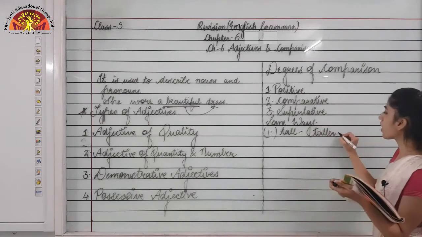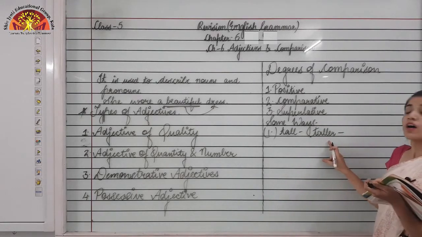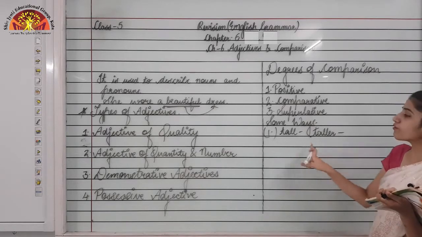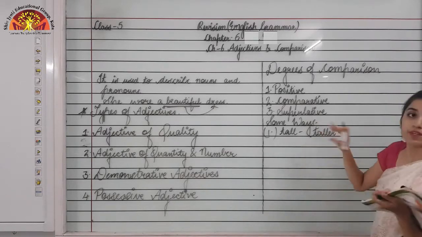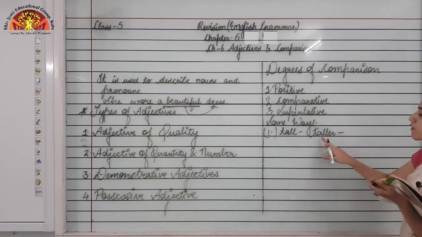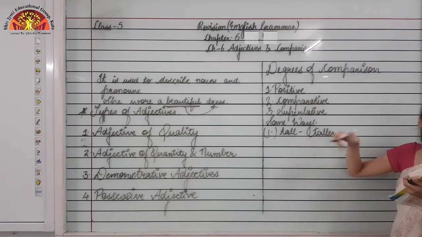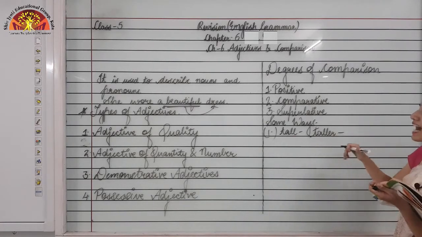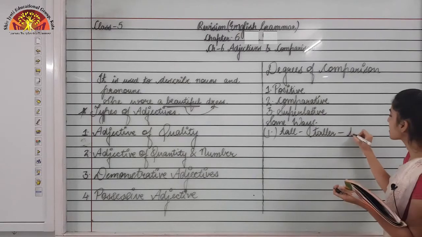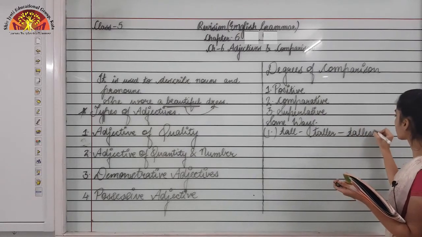Okay, it becomes taller. So taller is what? The comparative degree of tall, when we are comparing between 2 things. Okay, but what should I do to make the superlative degree? I'll add est, that is tallest.